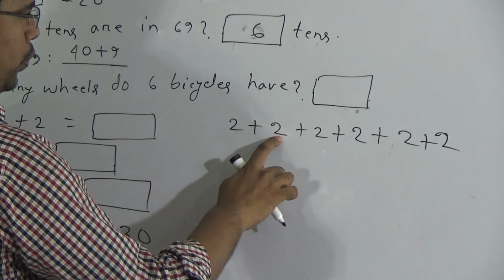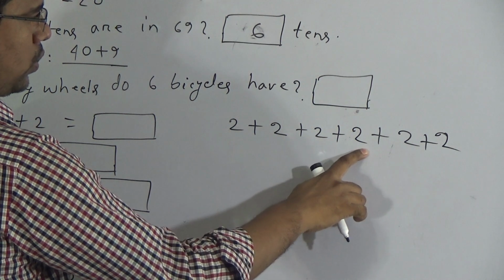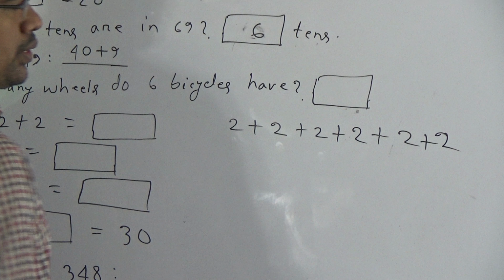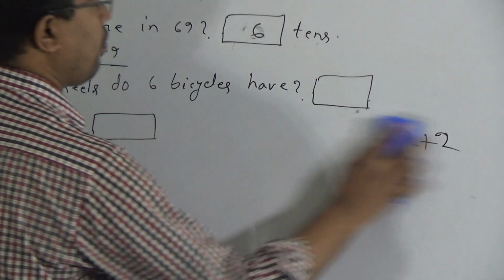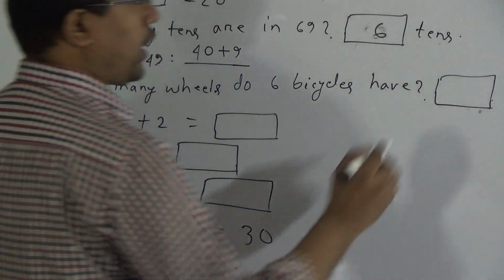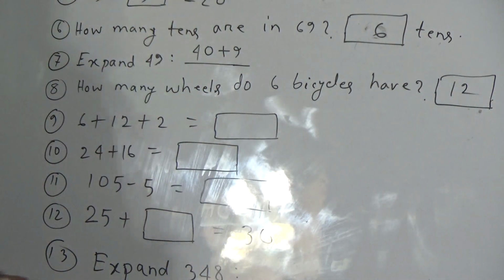2 plus 2 equal to 4. 4 plus 2 equal to 6. 6 plus 2 equal to 8. 8 plus 2 equal to 10, and 10 plus 2 equal to 12. So total number of wheels will be 12. And in shortcut, easily, if we multiply 6 by 2 also, then we can get the answer. 6 2s are 12.